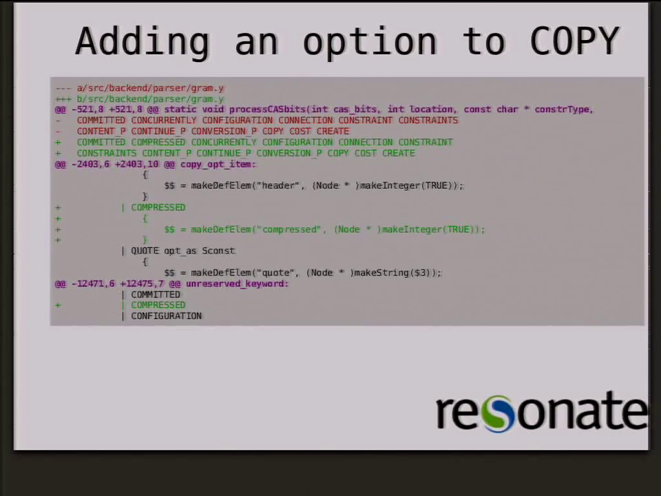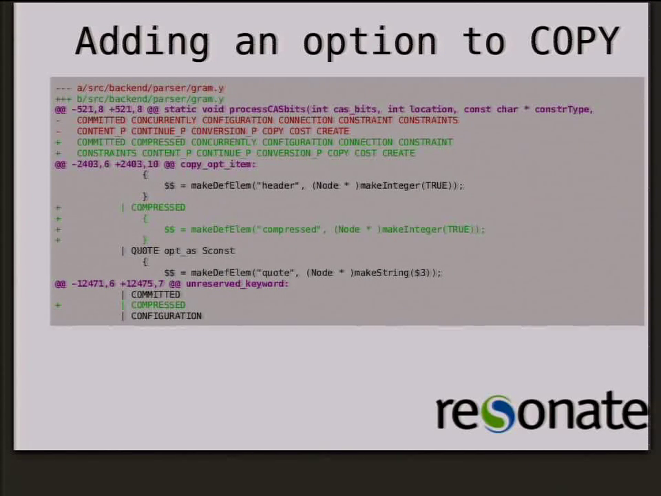Inside of this, you saw $3 refer to the result of the third production. $$ is me, right? It's what I'm going to return up. So I refer to myself as $$. The guy above me, if I'm in the third position, refers to that result as $3.